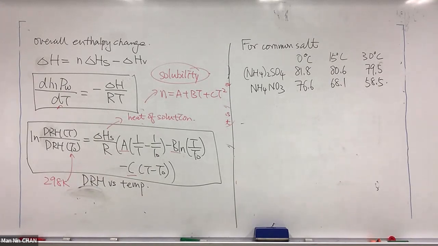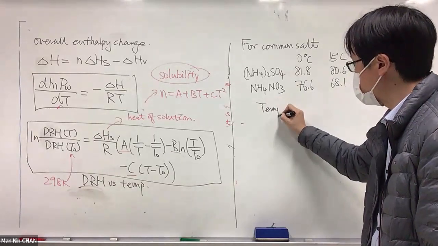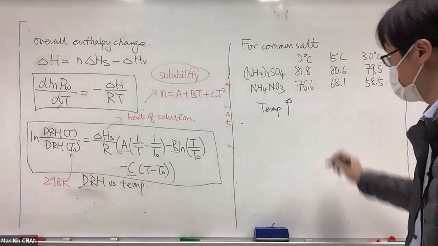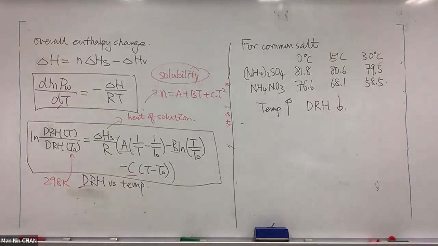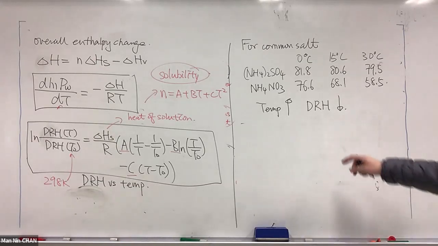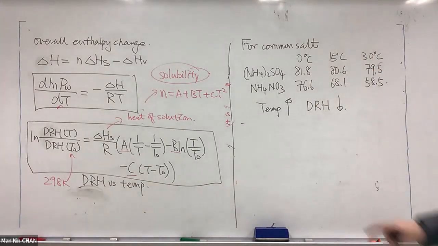So you also see that at lower temperature, you have a higher DRH. So one thing you can see is that when the temperature increases, the only message is that you will find your deliquescence RH will decrease. Okay. So why would this happen?